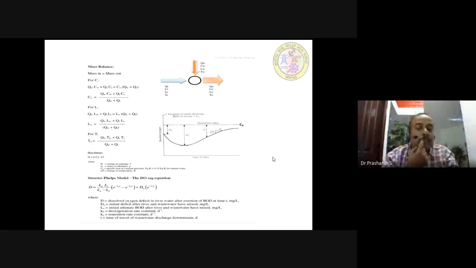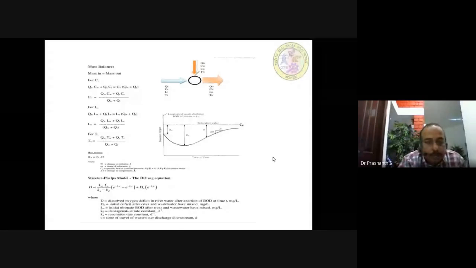So, quite naturally, you know about the mass balance. You have studied in your earlier classes. Mass in is equal to mass out. So, for dissolved oxygen concentration ಏನಾಗುತ್ತೆ, it is C naught, that initial point, is equal to QW CW plus QR CR by QW plus QR. So, mass in is equal to mass out. If you take, this is what you are going to get. C naught is equal to QW CW plus QR CR by QW plus QR.